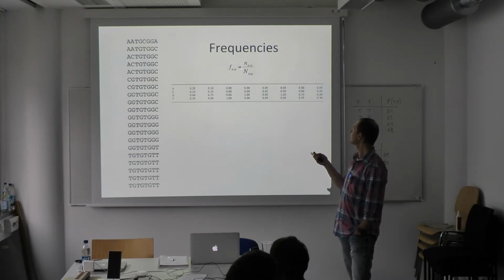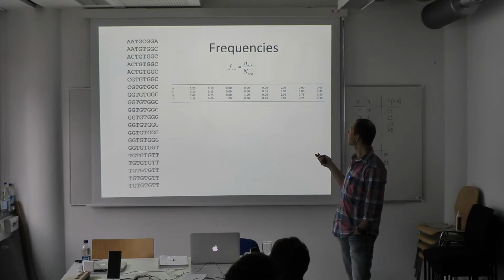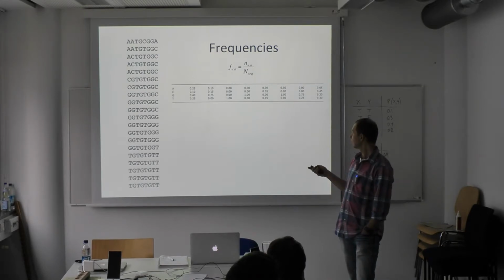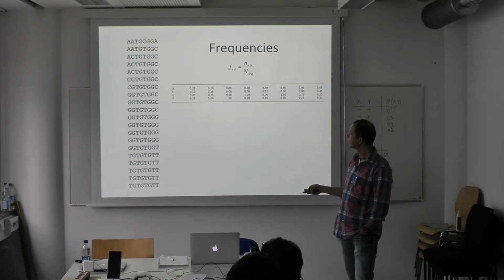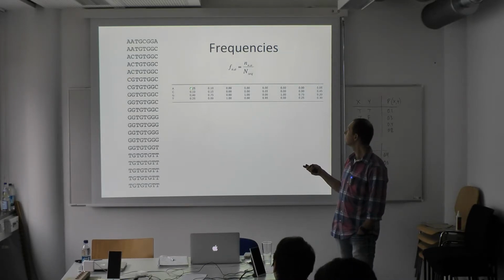So frequencies are quite easy to compute. It's just the number of the symbols, in this case indexed with A, for a particular position, divided by the total number of sequences. So, for instance, in this alignment, which is simpler than the one we had previously, we have 5 A's and 20 sequences in total, which means that element would be 0.25.